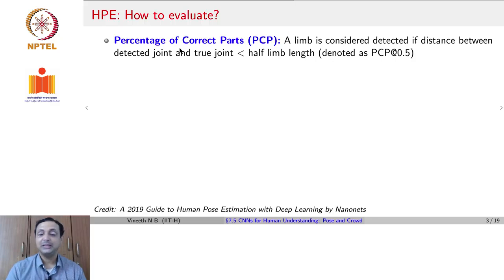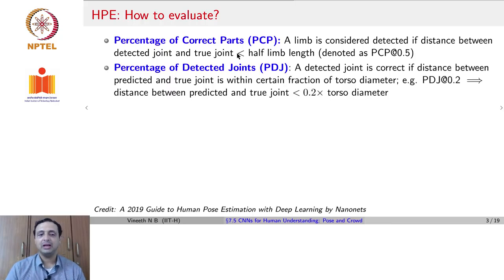Some of the metrics are PCP, which stands for percentage of correct parts, which states that a limb is considered detected if the distance between the detected joint and the true joint is less than half the limb's length. So you could have a long limb or a short limb depending on which part of the body you're trying to model, and if the distance between the predicted joint position and the correct joint position is less than half the length of that limb, we consider that to be a fairly correct prediction. This is known as PCP at 0.5. If you considered quarter limb length, it would be PCP at 0.25.